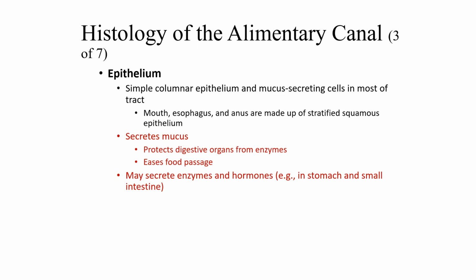The mouth, esophagus, and anus have stratified squamous epithelium because those are areas where there's a lot of stretch and a lot of contact with foreign things, and so they need to have extra protection of the stratified squamous epithelium. The epithelium will secrete mucus, and of course this is going to help everything to flow. And then depending on where it is, such as the stomach and the small intestines, it will secrete enzymes and hormones.